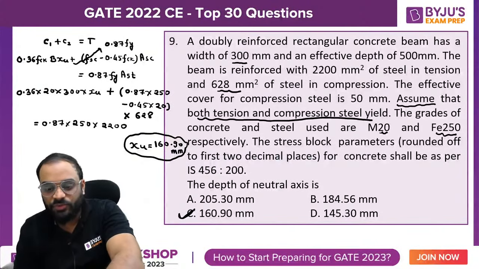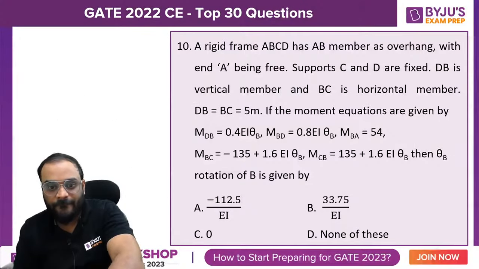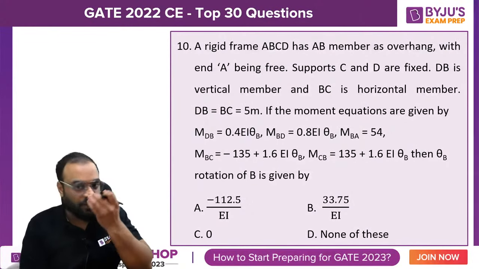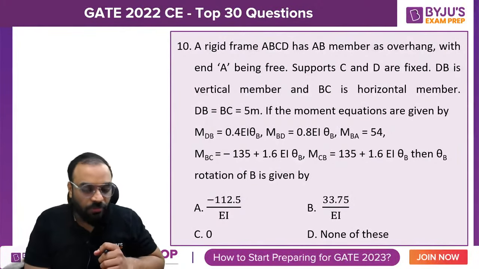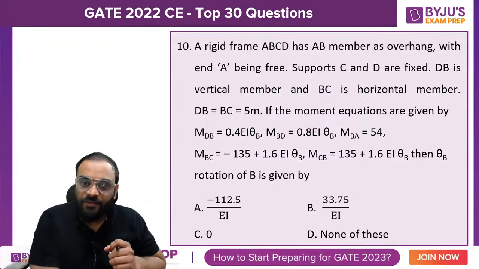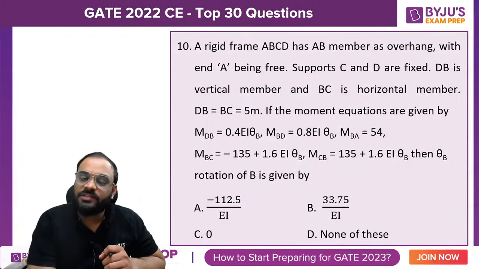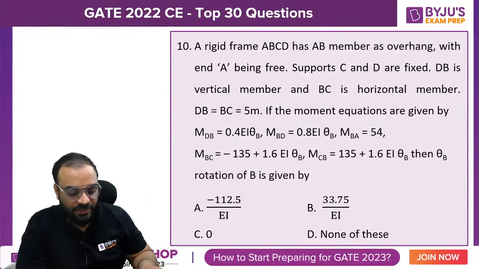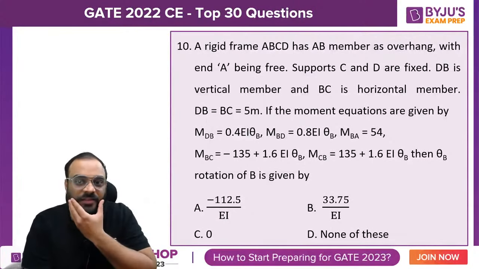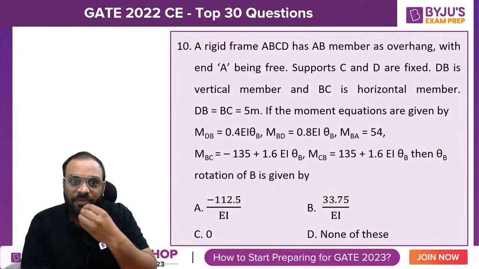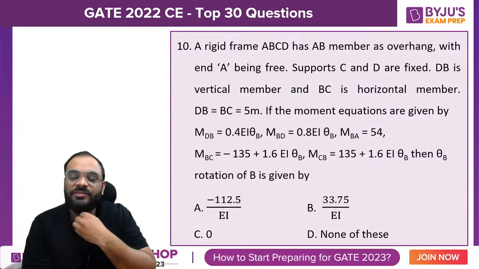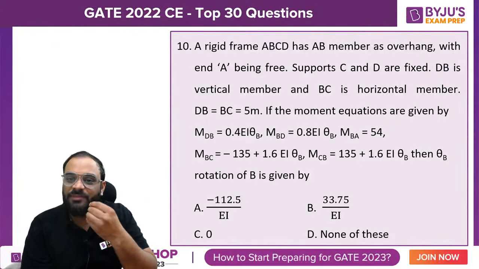Okay. So let's move to the next question. Very simple question. I think it should be a 1 mark problem. In one line, you will get the answer. There is a rigid frame, ABCD. AB member is an overhang member, right? And with end A being free, support C and D are fixed. Okay, no issue. DB is a vertical member, BC is a horizontal member.